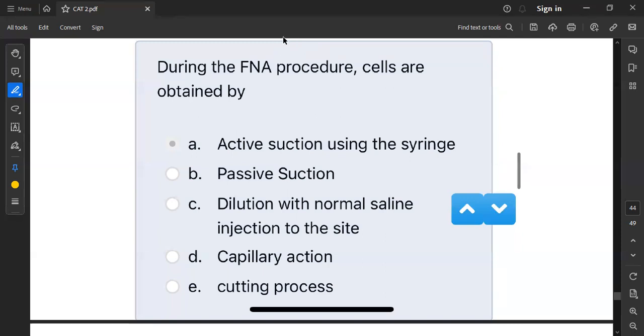It says E. Yeah, so I think we're all in agreement. The answer is A, active suction using the syringe. So we move to the last question, that is question 56.